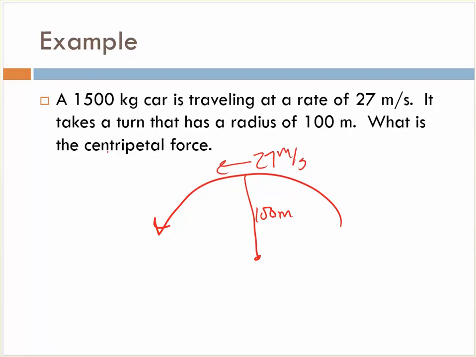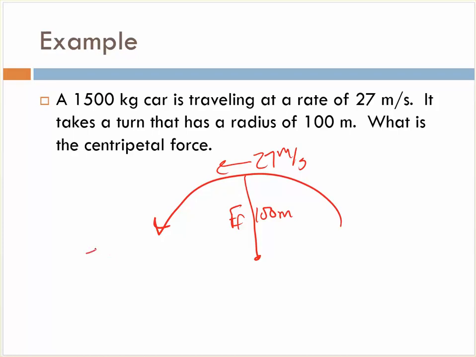Well, first of all, what's supplying the centripetal force? In this case, it is friction. Alright, the friction between the tires and the road. There is no string attached to the car. So what else is holding it in place? It's the force of friction. If there was no friction between the road and the tires, you wouldn't be able to make that turn.